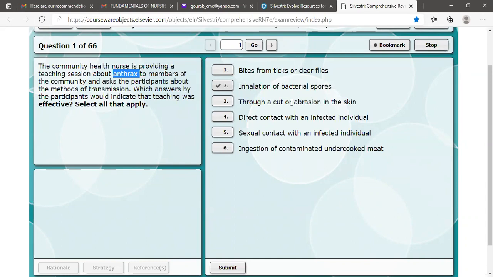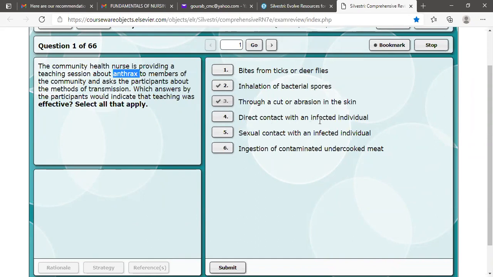Then: through a cut or abrasion of the skin. Anthrax can be transmitted through the gastrointestinal system or any injury, cutting site, or abrasion area, right? Where the skin is broken down, that is the way it gets in. So this is a correct choice as well.